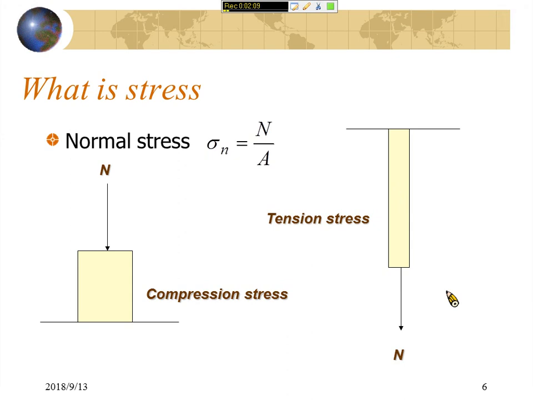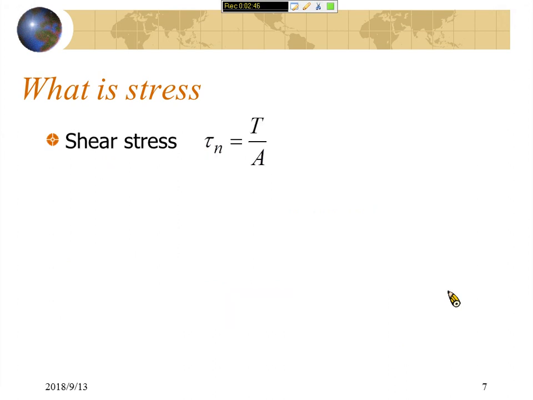You will have the strain along the stress direction, but you also have some strain at other directions. We call it the Poisson's effect. You will have some deformation in different directions for the normal stress direction. For compression stress, you will have some lateral expansion, and for tension stress, you will have some contraction on the lateral directions.